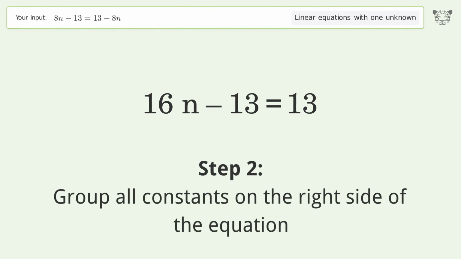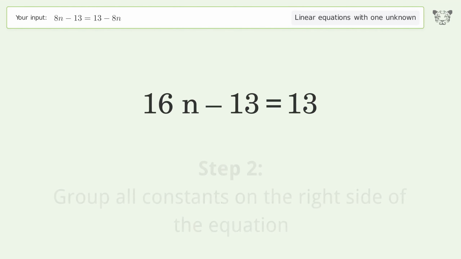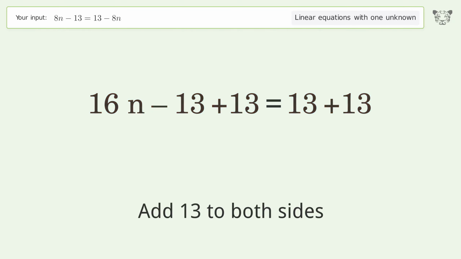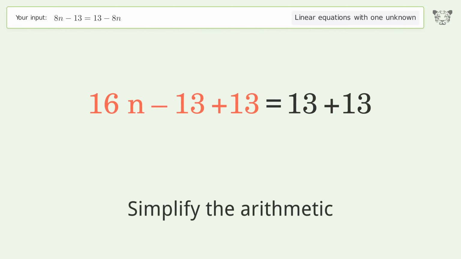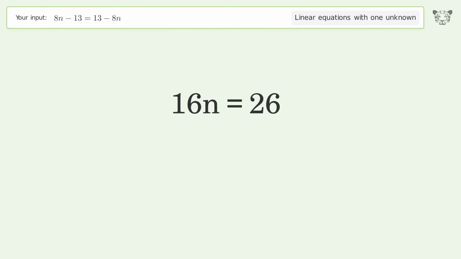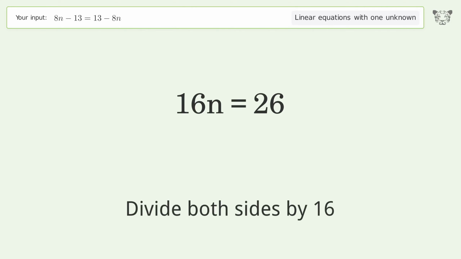Group all constants on the right side of the equation. Add 13 to both sides. Simplify the arithmetic. Isolate the n. Divide both sides by 16.